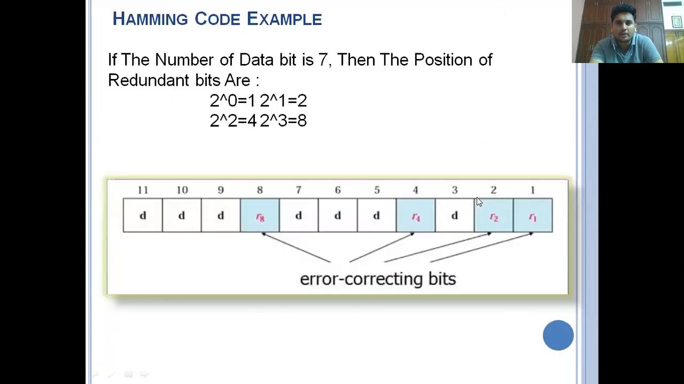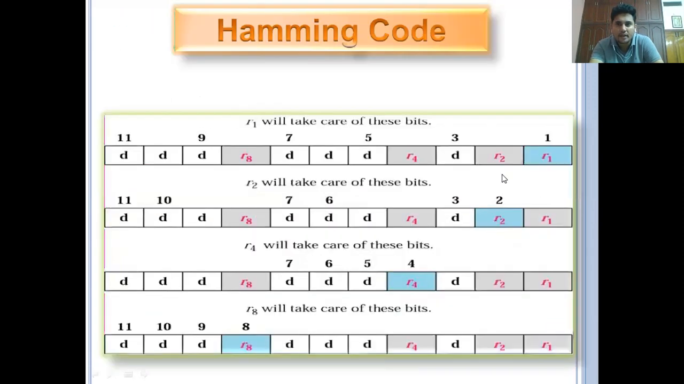R1 performs XOR operation on this, R1 will take care of this. R2 performs XOR operation on these 2 bits. R4 will perform XOR operation on these 4 bits. R8 will perform XOR operation on these 4 bits.